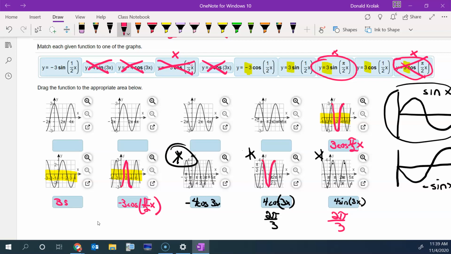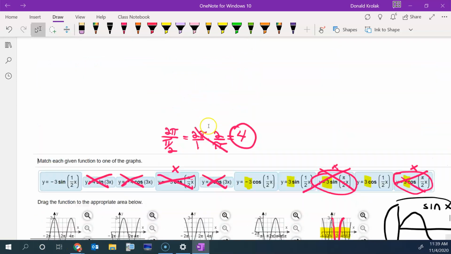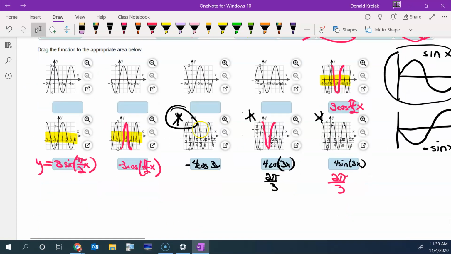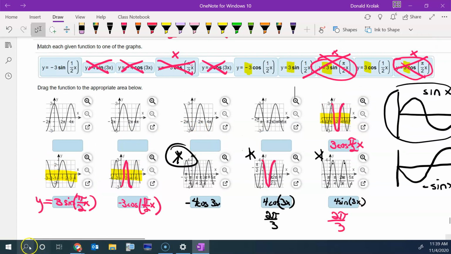All right, so tonight, finish this up, and then we'll go over the remaining questions tomorrow, and we'll take the test on Friday. Match up the remaining ones, and then do the rest of the questions.